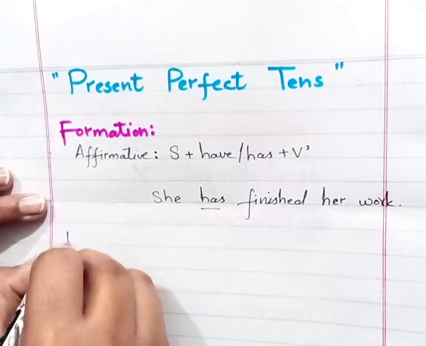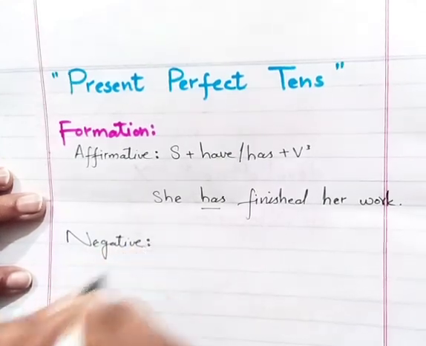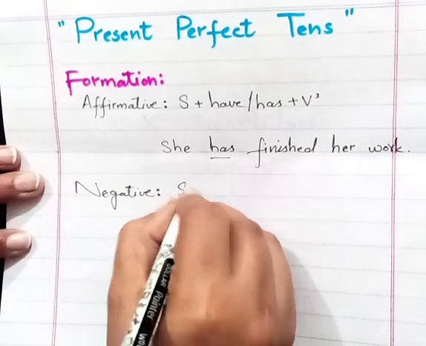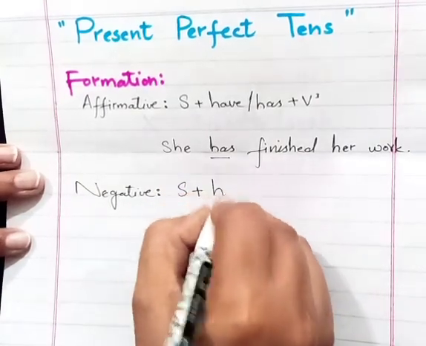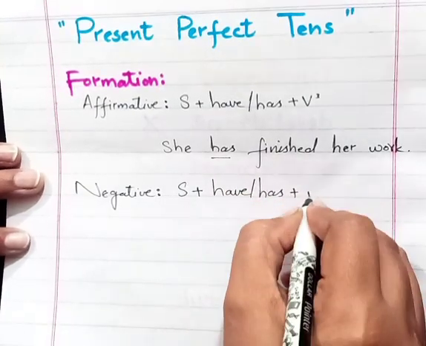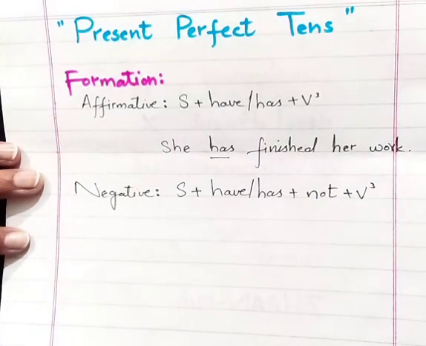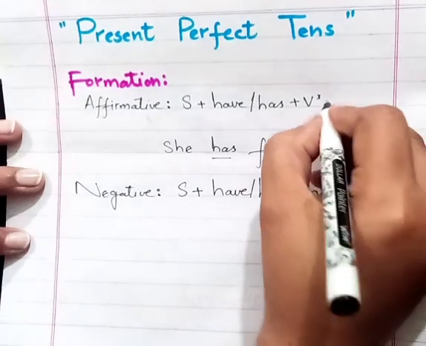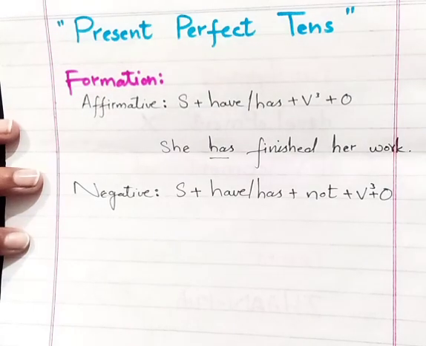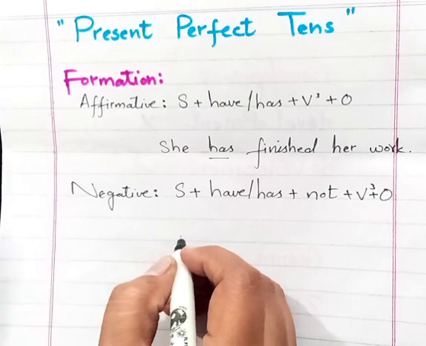Now for negative, formation is subject plus have or has plus not plus V3. Sorry, I forgot object here. I'm so sorry. Plus object, right?